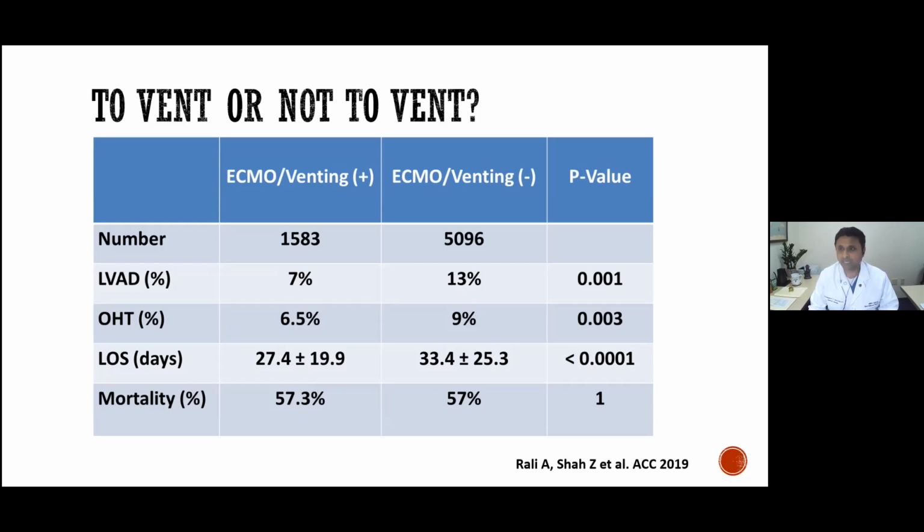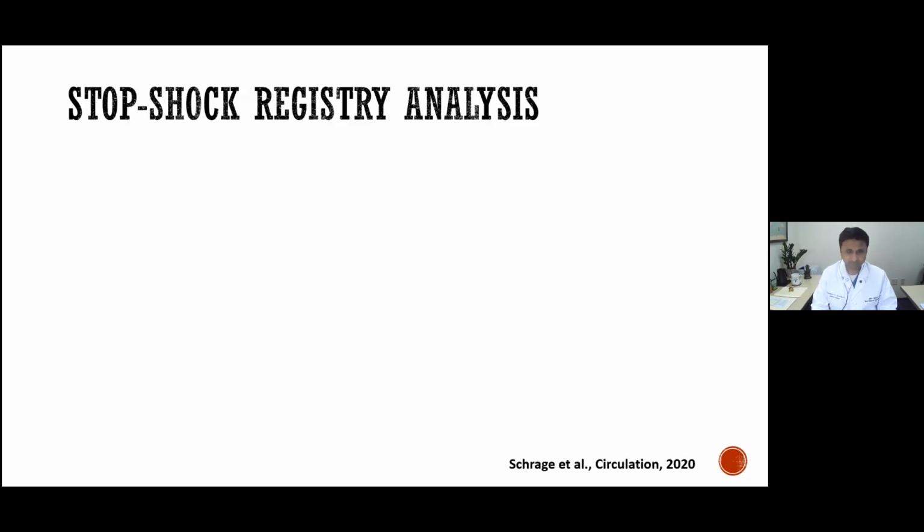So that left us pondering, perhaps, if the focus should be on preemptive rather than bailout LV venting, and should it be on comprehensive rather than partial LV unloading. After all, prevention is better than cure. However, is there any evidence to support this? And what about the complications that result from LV venting devices?